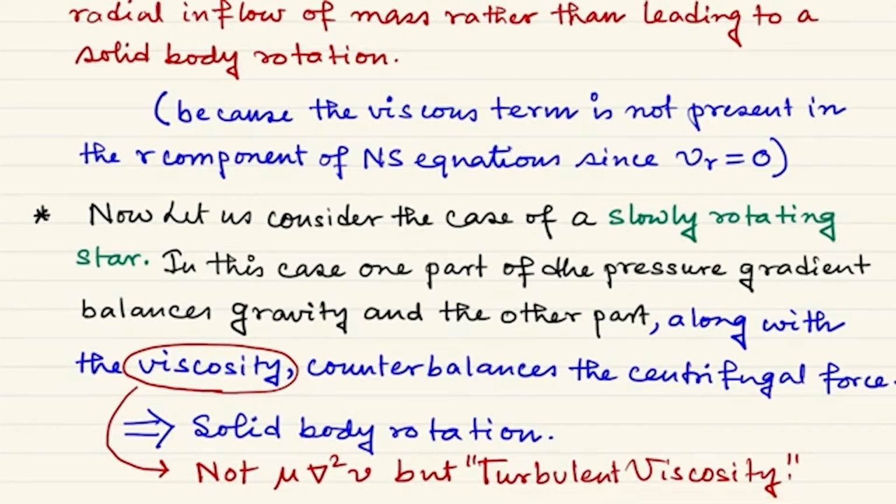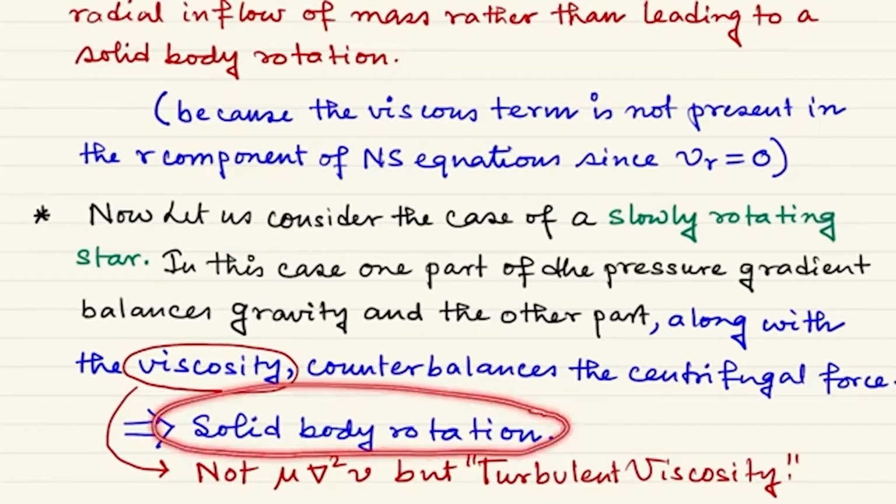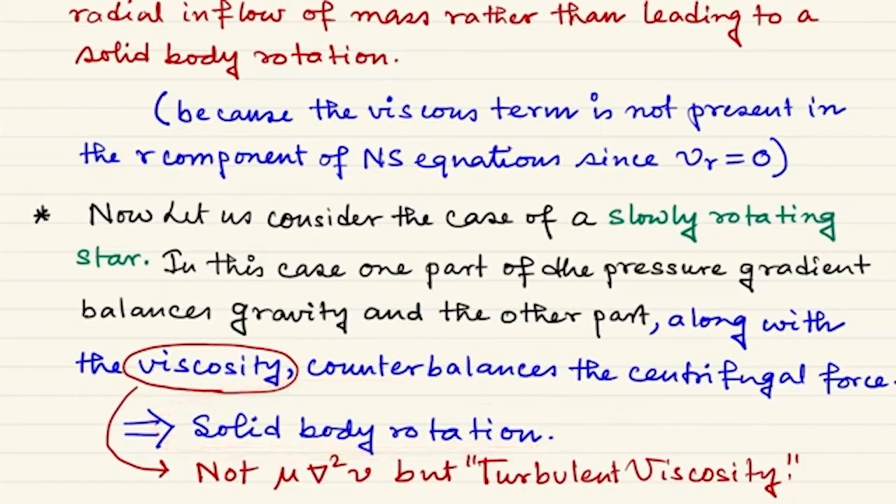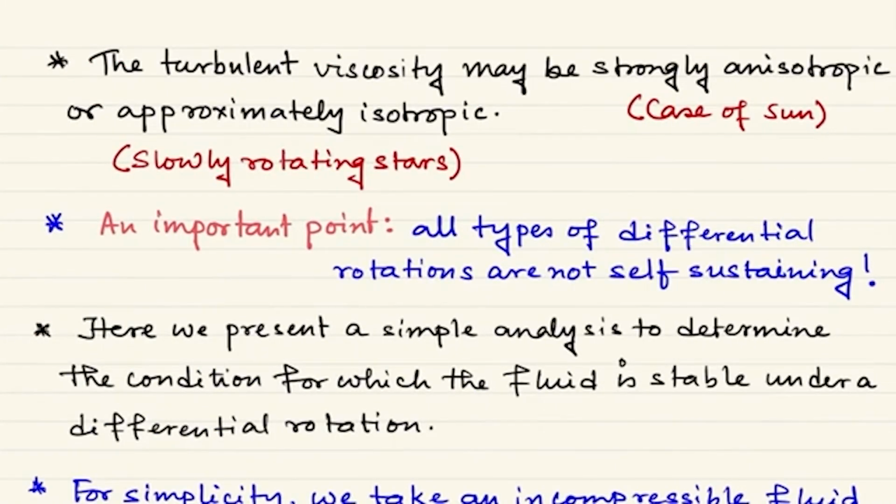So turbulent viscosity is an equivalent viscosity coming by virtue of the turbulent motion of the fluid. Okay, and this viscosity basically reduces the differential rotation, and then finally leads the system to a state of solid body rotation.